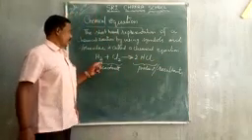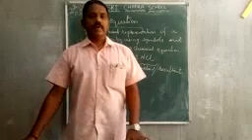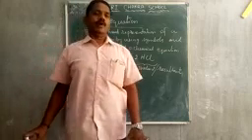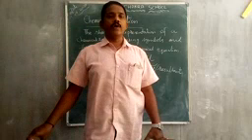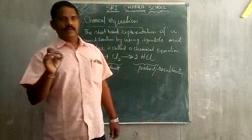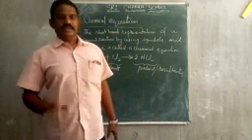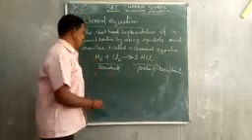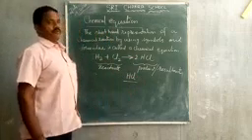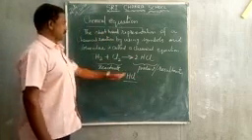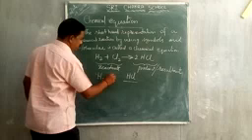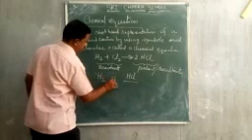Next, the formula of a chemical substance cannot be altered. The formula of a chemical compound or chemical substance cannot be changed. It is constant. Already I told you, for example, the formula of hydrogen chloride is HCl. You cannot change this. The formula of hydrogen is H2. You cannot change this. Instead of writing H2, if you write H3, it is not correct.